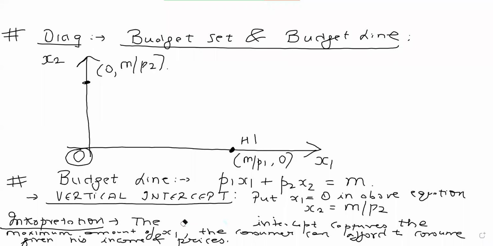And the interpretation, I can write: the vertical intercept captures the maximum amount of x2 the consumer can afford to consume given his or her income and prices. So this is vertical intercept, short form VI. I'm revising again. The horizontal intercept of the budget constraint gives us the maximum amount of good 1 the consumer can afford to consume given his or her income and prices. The vertical intercept gives us the maximum amount of good 2 the consumer can afford to consume given his or her income and prices. Now, guys, let's talk about the slope.